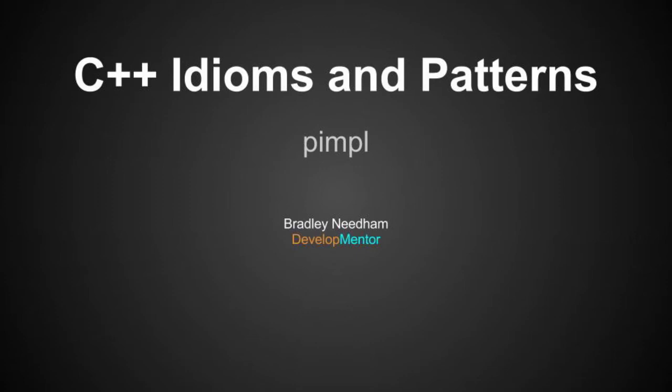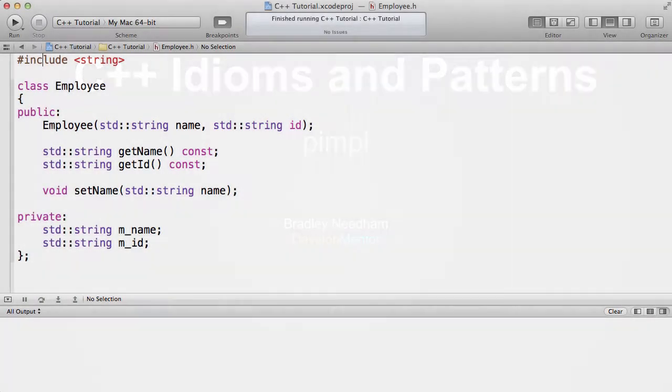I'm going to be talking about the pointer to implementation, or pimpl, idiom in C++. It's also known as a compiler firewall or a handle body pattern. We want to do this because we want to separate our implementation from our interface so that if we make changes to our implementation, it does not affect our clients in that they do not have to recompile.